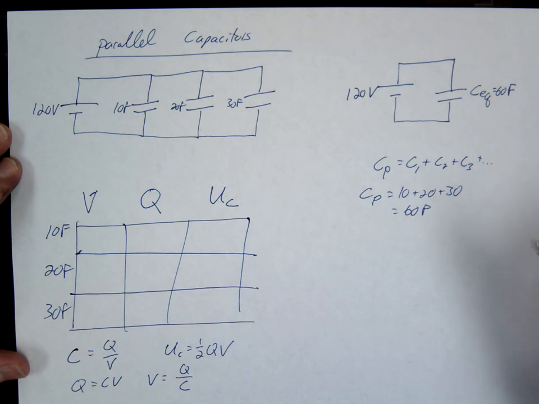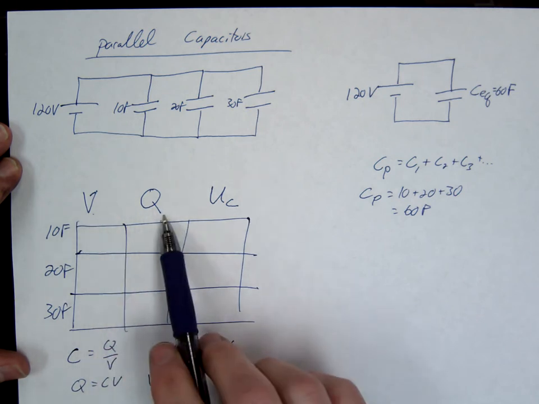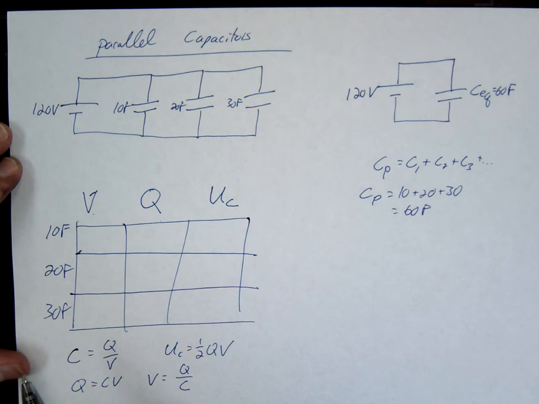So just like we did with resistors, we're just going to solve for missing things. This time we're solving for V's or Q's as we go, and we're just going to work our way back into the original circuit. And at the end, U_C is easy to calculate.